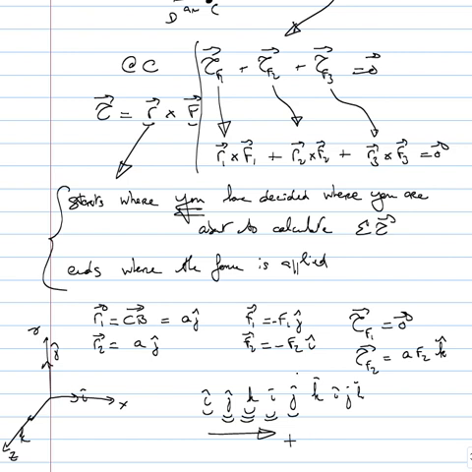Whenever you go towards the left in this sequence, for example, K cross J will give you minus I, and J cross I will give you minus K. I cross K will give you minus J. So that's easy to remember. Right positive, left negative. So in this case, I'm doing R2 cross F2.